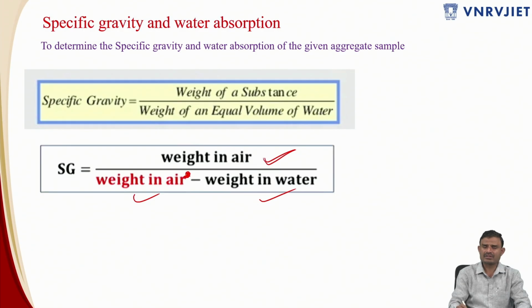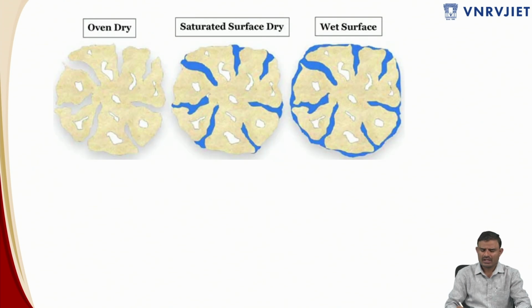But the weight in air is considered with respect to the different volumes. These are the conditions we will encounter in calculating the specific gravity of the aggregate. This is the oven dry aggregate. Let us assume there is an aggregate particle like this, with surface pores like this. Whatever volume this aggregate has is the apparent volume.